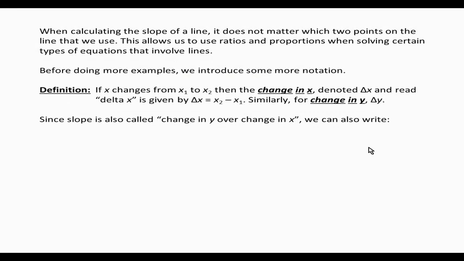Remember, slope was change in y over change in x. So in terms of this new notation, m would equal delta y over delta x, provided delta x isn't 0. Remember, we cannot divide by 0. That would be a vertical line. The slope does not exist.